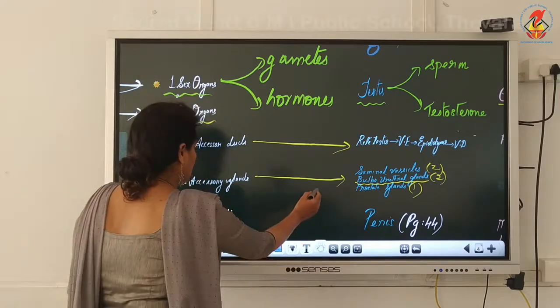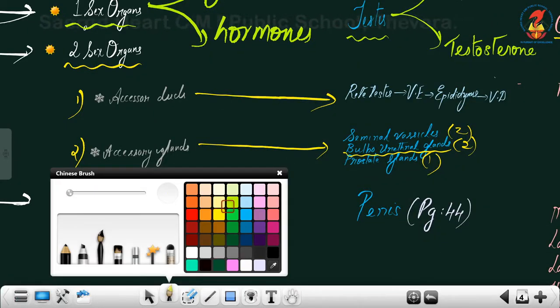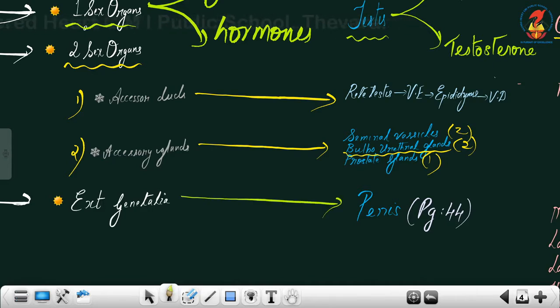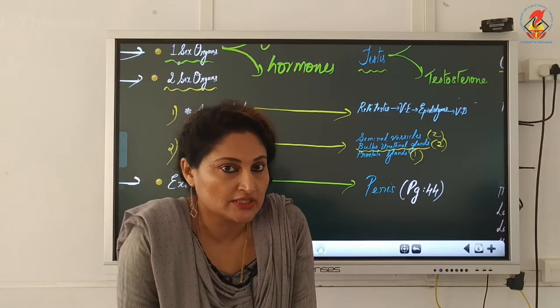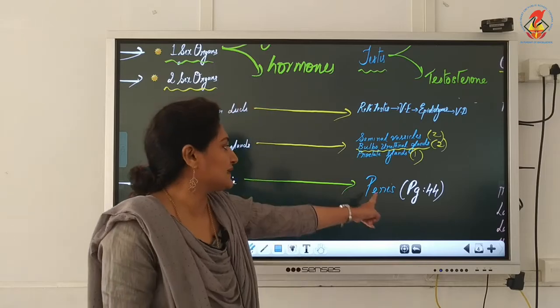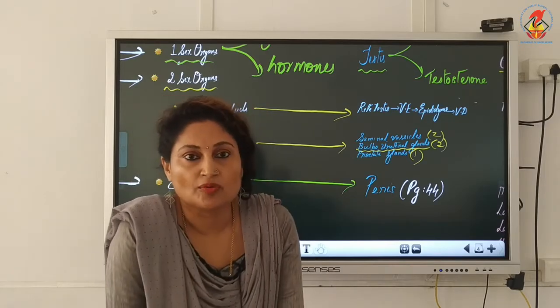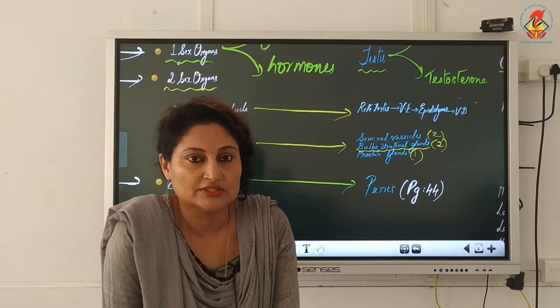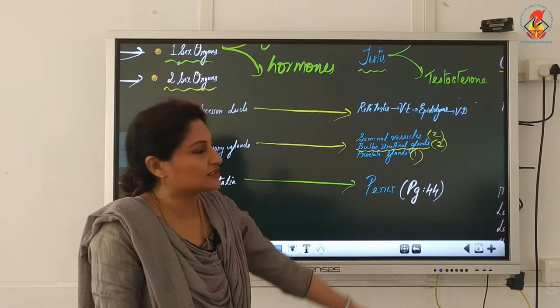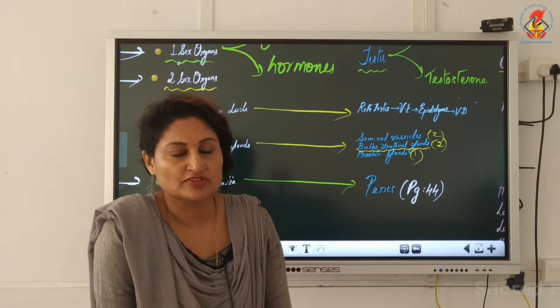And last we have the external genitalia. The external genitalia in males is the penis. As we know, what is a copulatory organ? It is the organ which facilitates insemination. So, in the human male, it is the penis. It facilitates copulation, that is, it facilitates insemination of the semen into the vagina. Refer page 44 to learn a bit of detail about the penis.